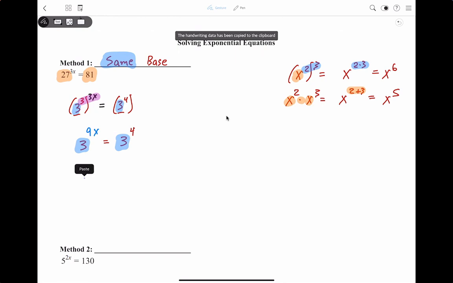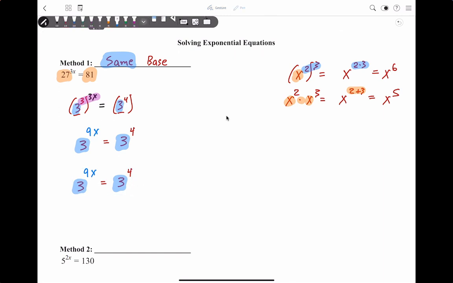Since I'm solving for x, it's focusing on this: if the bases are the same, then I can basically negate them so that I don't have to look at them. What I'm really setting equal to each other is the powers. Same base, then the powers are the only things that remain. So for this 9x and this 4, I'm simply going to use Algebra 1 skills and divide both sides by 9, and I get 4 ninths. So 4 ninths is x for this method.